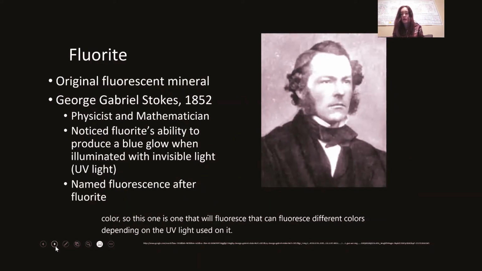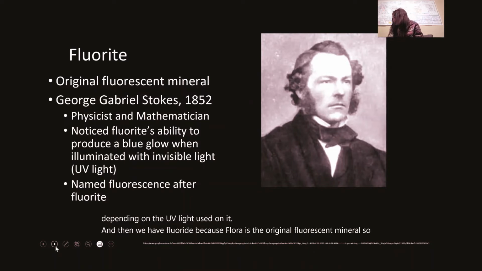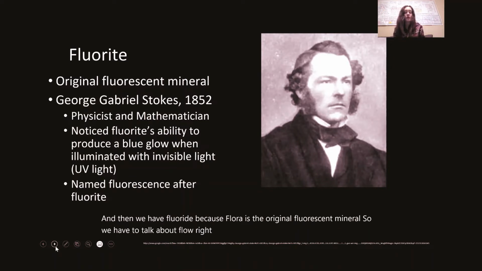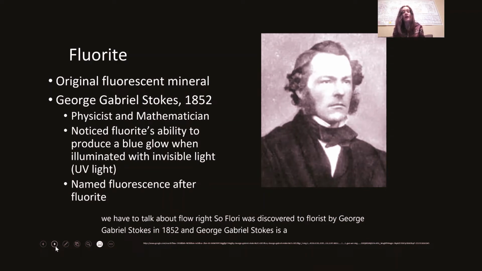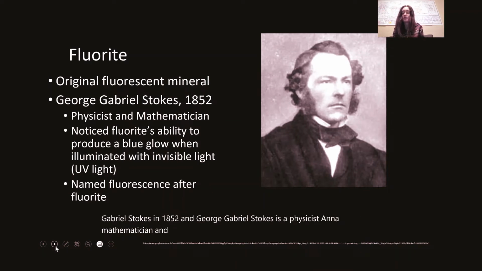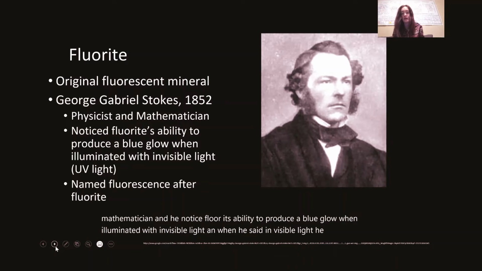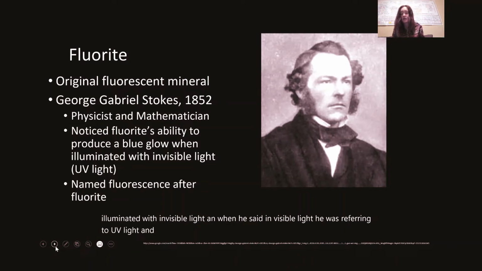And then we have fluorite, because fluorite is the original fluorescent mineral. So we have to talk about fluorite. Fluorite was discovered to fluoresce by George Gabriel Stokes in 1852. George Gabriel Stokes was a physicist and a mathematician, and he noticed fluorite's ability to produce a blue glow when illuminated with invisible light. When he said invisible light, he was referring to UV light. And he named fluorescence after fluorite. So fluorescence gets its name from fluorite.